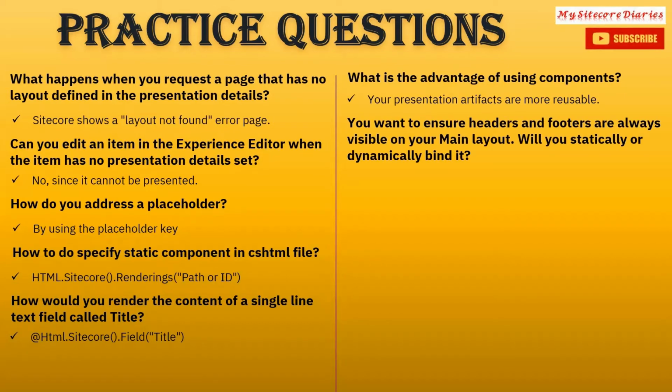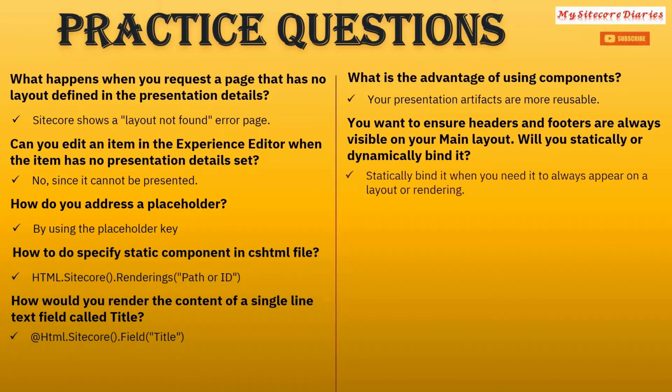You want to ensure a header and footer are always visible on the main layout. They should always be visible. Will you statically or dynamically bind it? You do not want any other user or authors to remove those, so in that case you have to use a static bind.